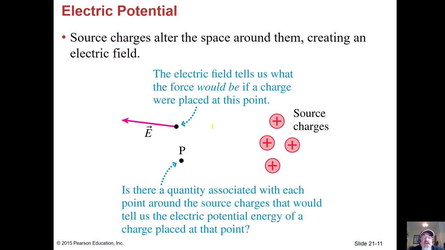Okay, so source charges alter the space around them. So it's calling these the source charges. These are somehow glued down. So these have an electric field all around them. We saw that from the previous chapter. And you could actually calculate it for these point charges. The electric fields are tough to work with, though, because they're vectors. You have to figure out the direction of the net electric field at different points. And it would be pretty hard to do. Not impossible, but you could do it.